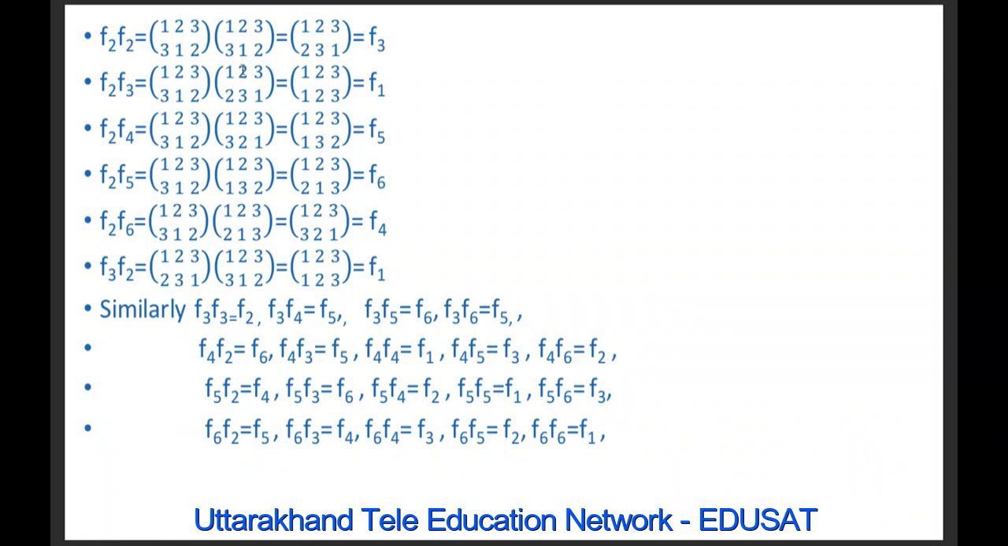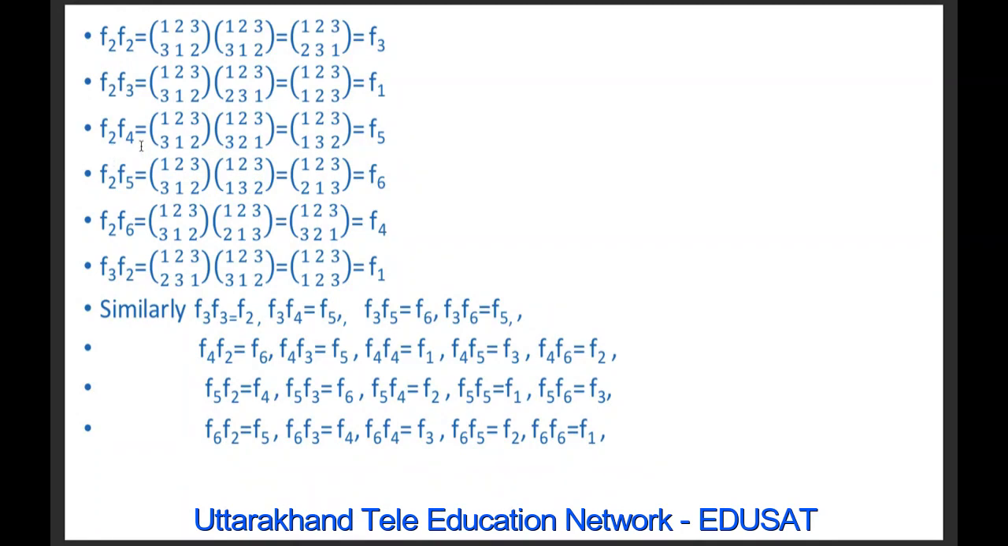So the image of 2 under F3 is 3. So I have written 3 under 3. In the first row the elements are 1 2 3, and in the second row the elements are also 1 2 3. So the resulting transformation is again the identity transformation, which we have denoted by F1 in this example.